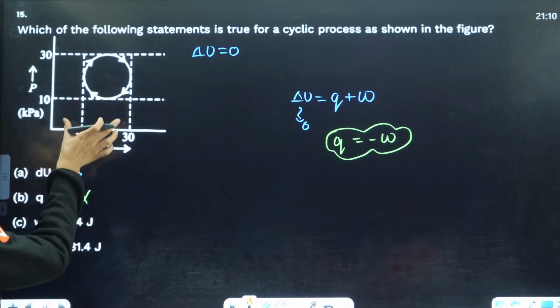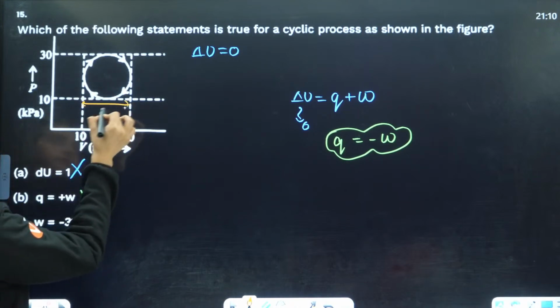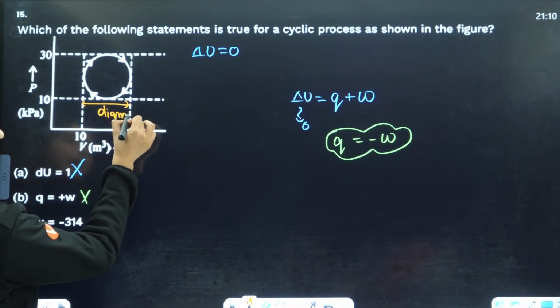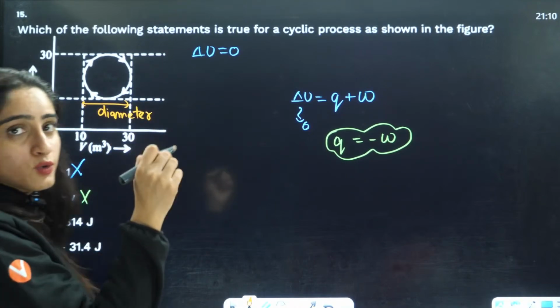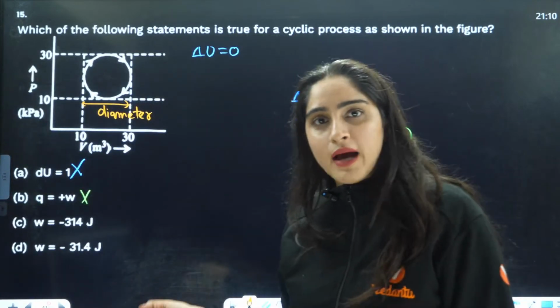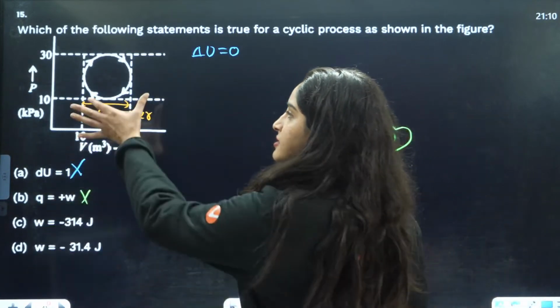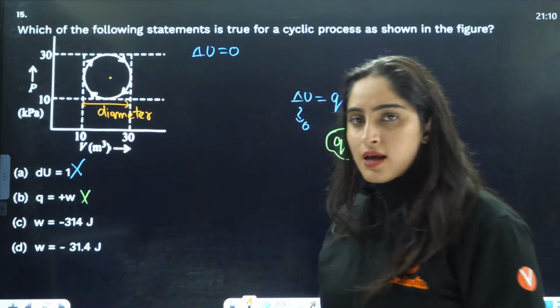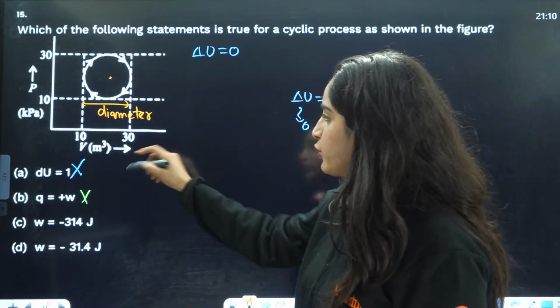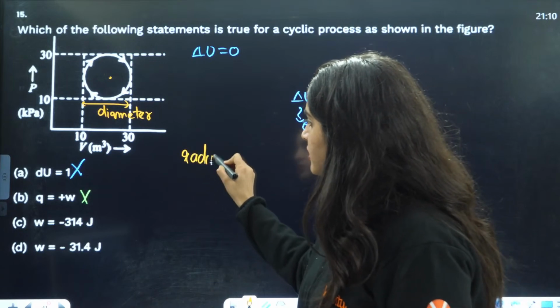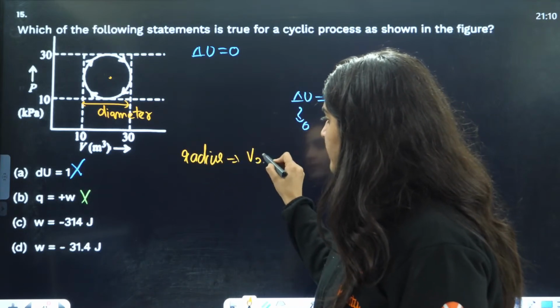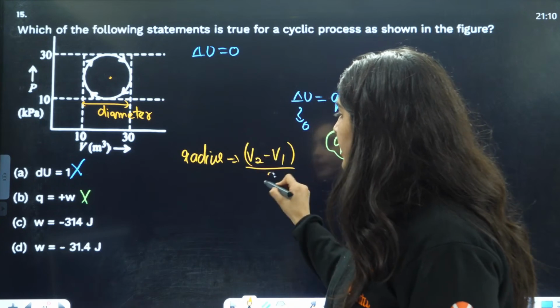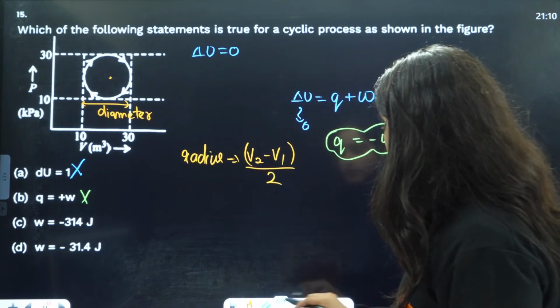This is the diameter. Those who are even okay in maths will be able to understand this. Taking half of the diameter, you get the radius. So the radius is going to be (V2 minus V1) divided by 2. That is going to be the radius here.